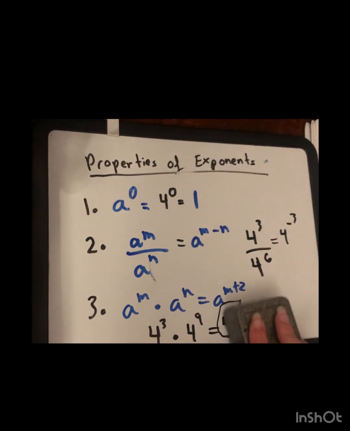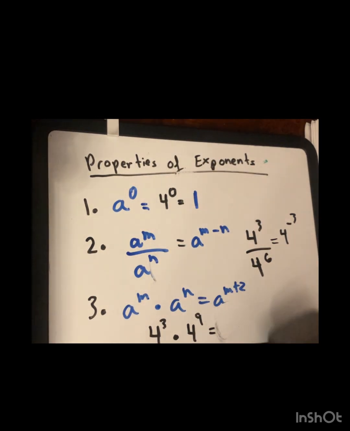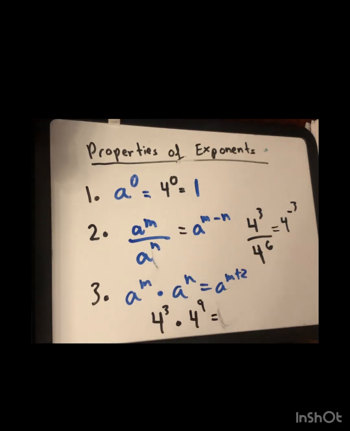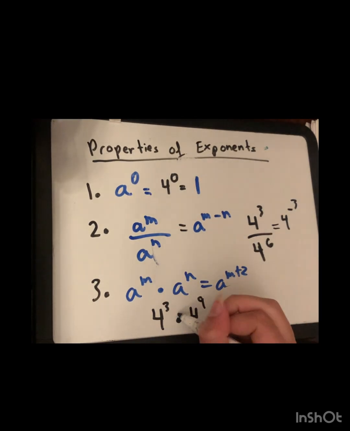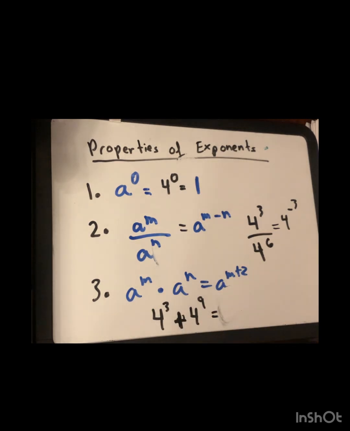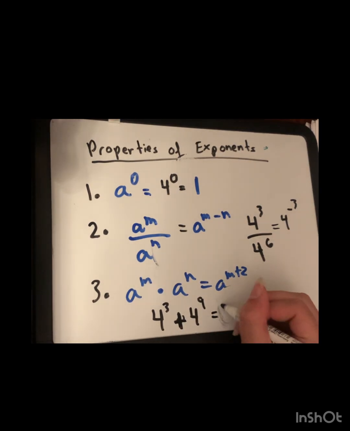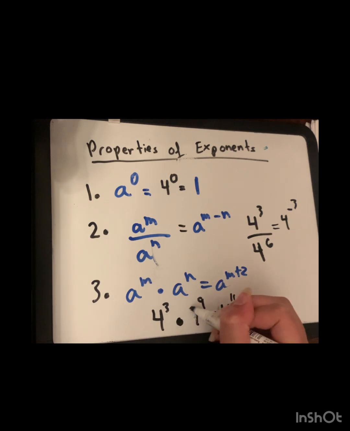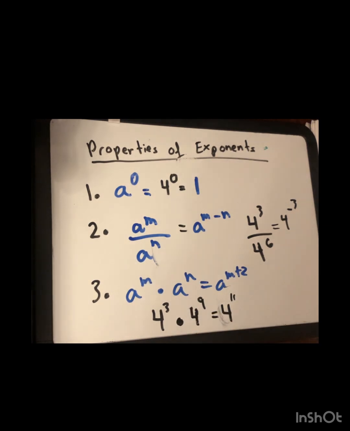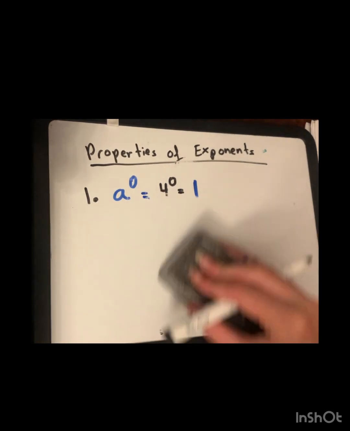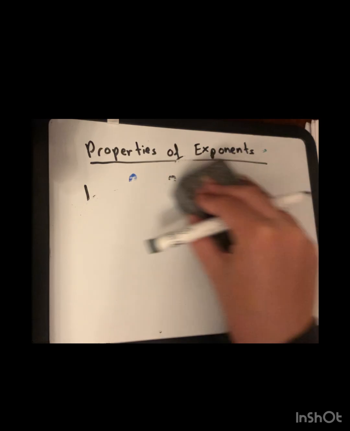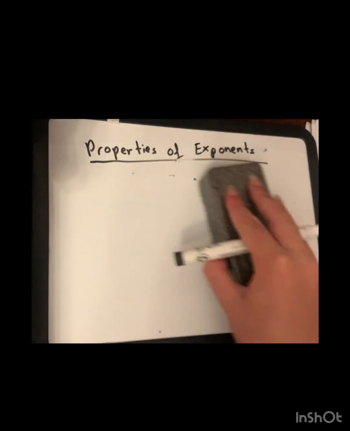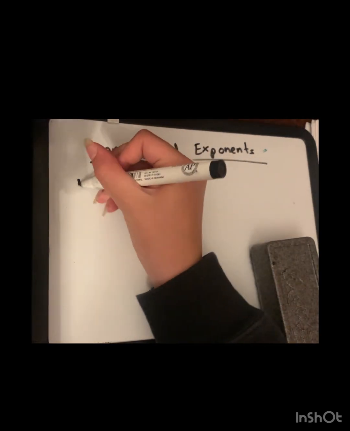Now, please do not get confused by this. Please, this is one of the biggest mistakes in algebra. If this is a plus, you cannot leave the 4 like this and add the exponents like this. That's one of the biggest mistakes. You can only add the exponents when there's a multiplication. So don't forget that. And now we're gonna go to our fourth property. And don't worry, because we only have 6 properties, so this is gonna go quick.